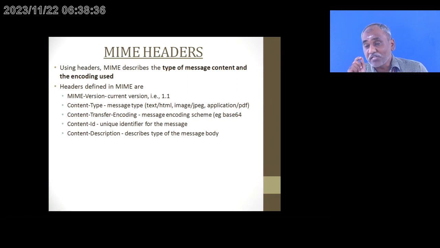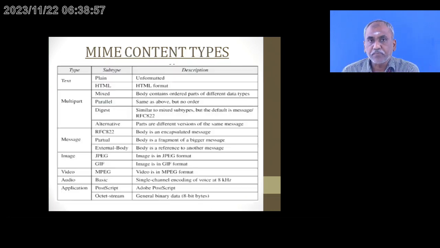Content type is the message type. So I am going to send a message in text format, text/HTML, or something like an image. I am going to attach an image in image format like that. And content transfer encoding is the format, predominantly base64 encoding technique supported. Then content ID and content description. So this is the message content of MIME headers.